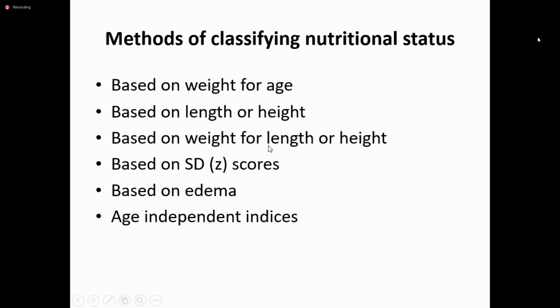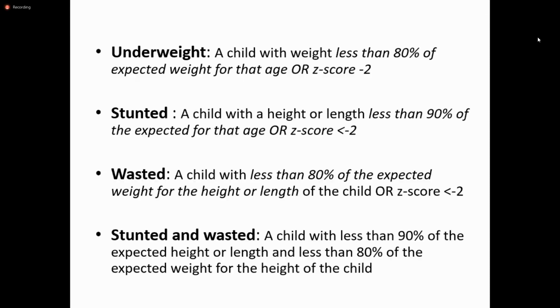Another approach is based on Z scores, presence or absence of edema, or certain age-independent indices. In certain scenarios, we may not be able to ascertain the exact age of the child, and in that case the above parameters will not help you. If you do not know whether the child is 3 years old or 7 years old, we cannot say whether weight or length is normal or abnormal for that child.